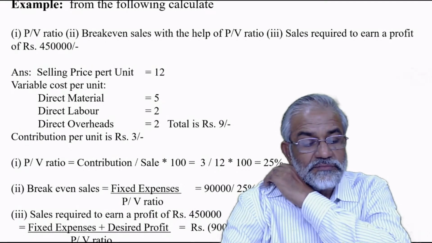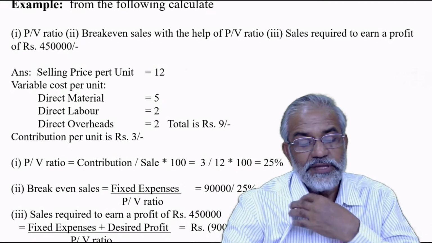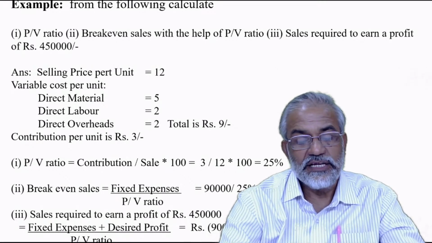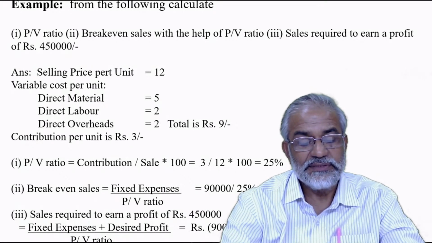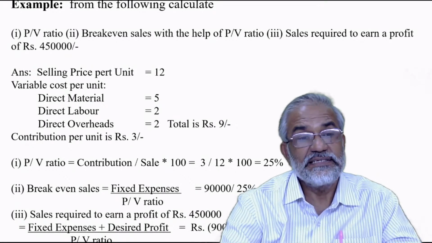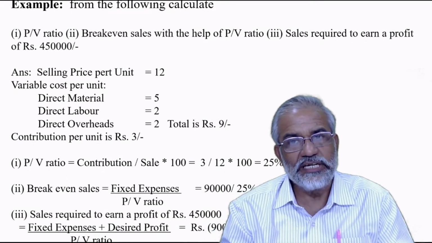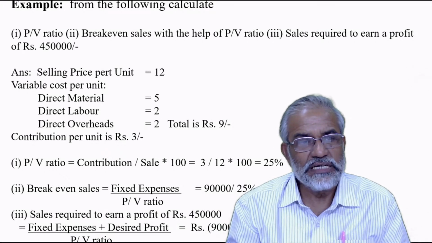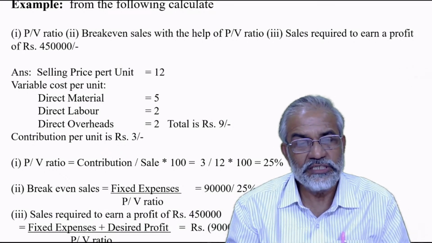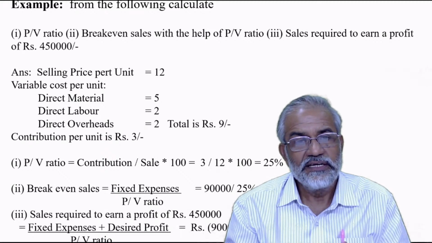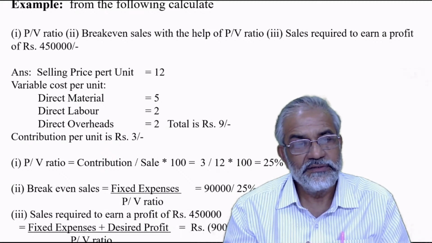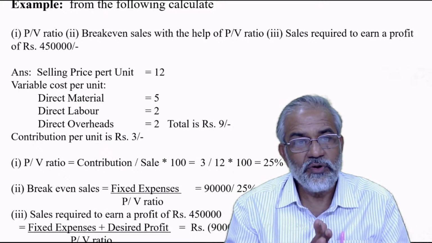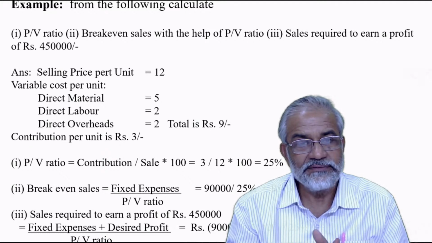The PV ratio. From the following, you can calculate the PV ratio, the break-even sales with the help of PV ratio, and the sales required to earn a profit of rupees 4,50,000. In this case, you see, the selling price per unit is given as 12. The variable cost per unit, there are three components involved in it. One is the direct material, which is rupees 5 per unit. Direct labor, which is rupees 2 per unit. And direct overhead, which is also rupees 2 per unit. So the total variable cost per unit is coming to rupees 9.